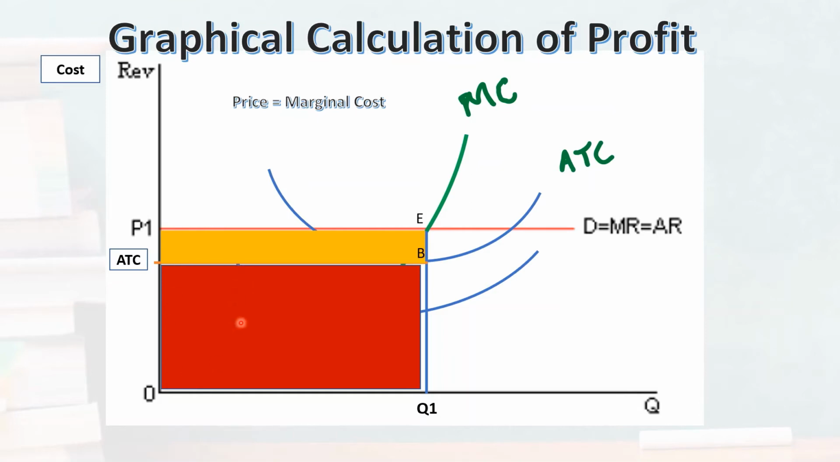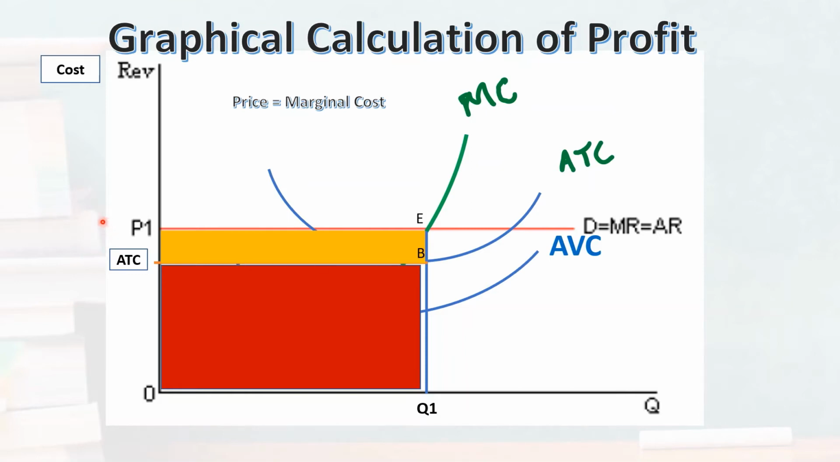So how can we calculate directly the profit which this individual firm is earning? By just calculating the area of this yellow rectangle. So it is equal to P1, ATC, this point and this. And what is actually the formula to calculate the area of a rectangle? It is height times the width.